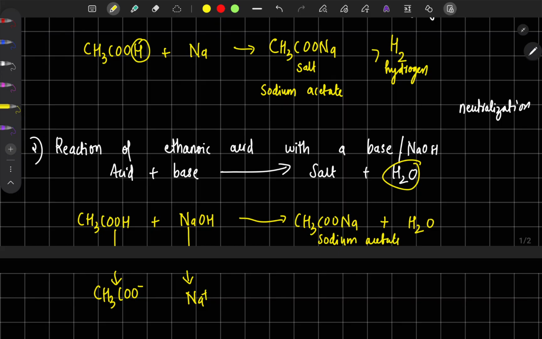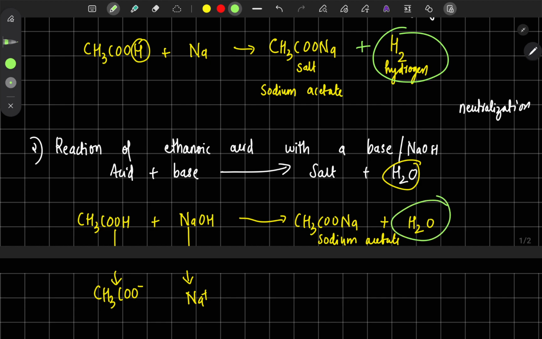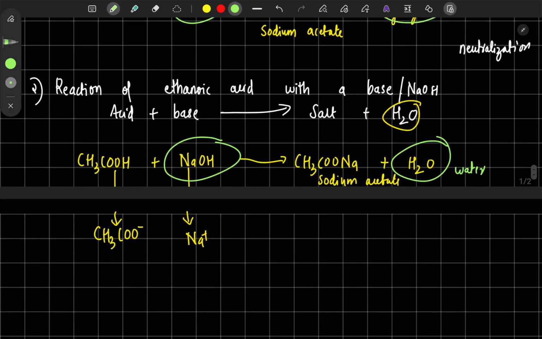So what is the difference? Look at the difference. Here it was hydrogen, and here it is water, because earlier we took only Na and here we took NaOH. That is why. So just write this reaction in your notebook. Now we can move on to the third reaction.